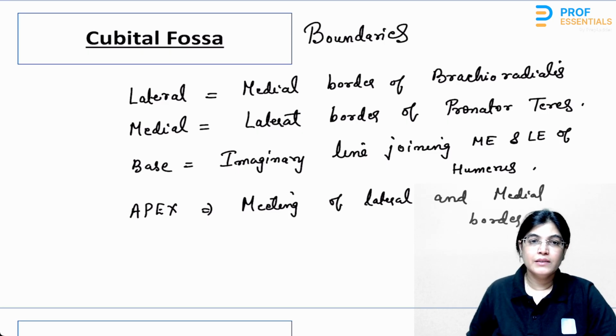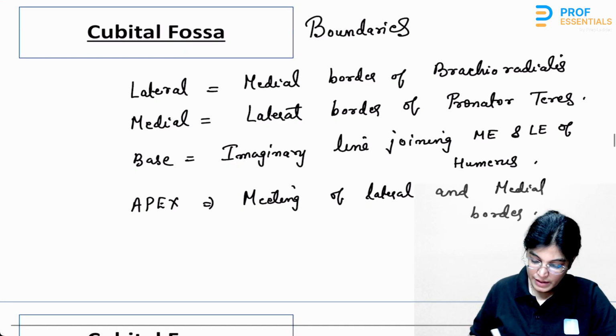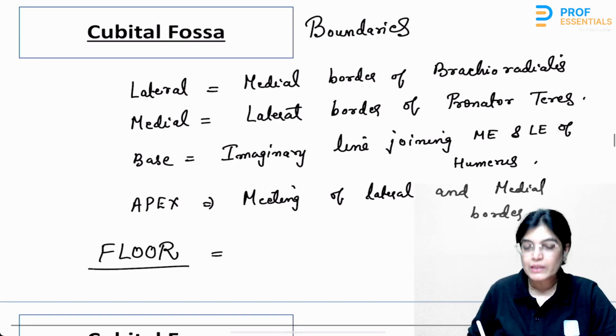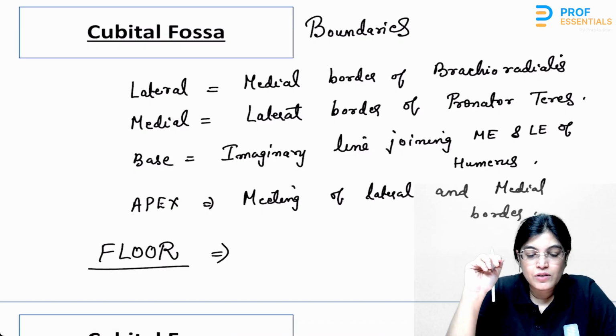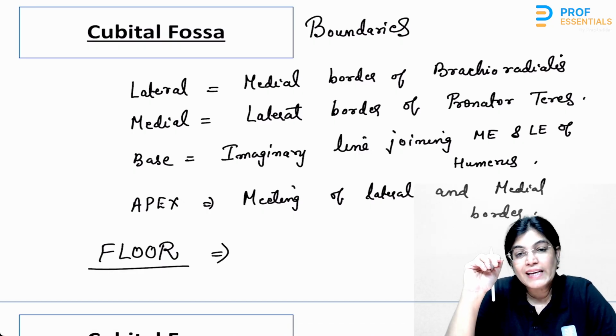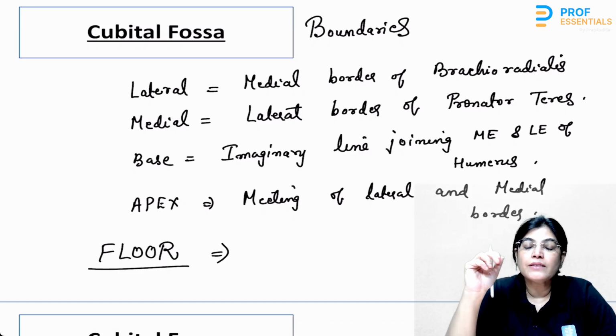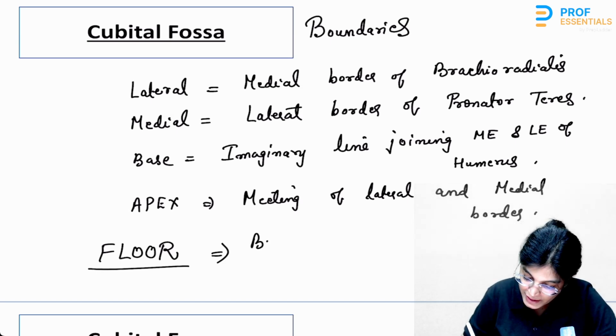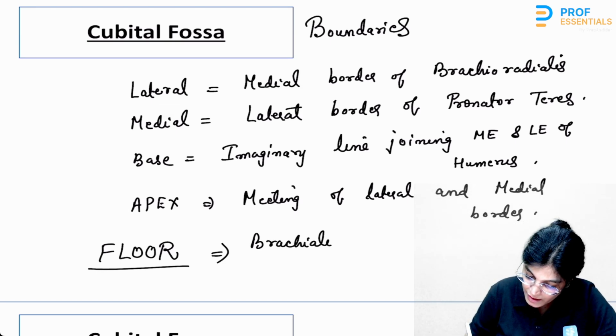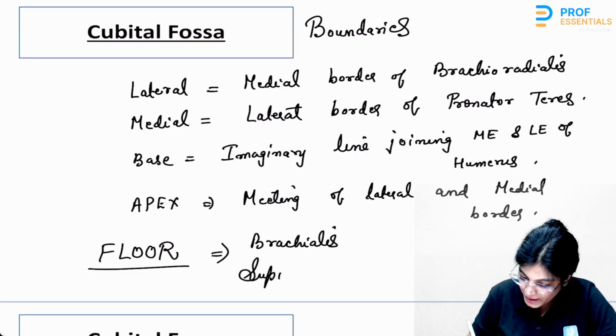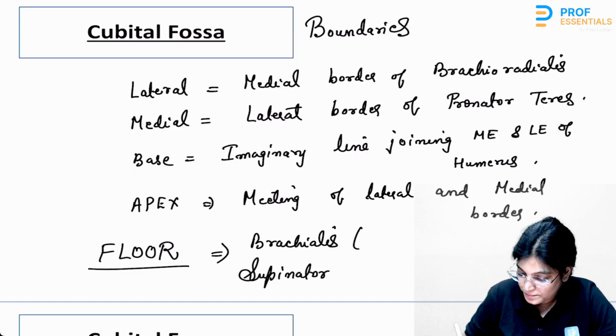Okay. Now let's talk about the floor here itself. The floor has two muscles: the brachialis muscle in the upper part and the supinator muscle in the lower part. So the floor muscles are two. We have the brachialis muscle in the upper part and the supinator muscle in the lower part.